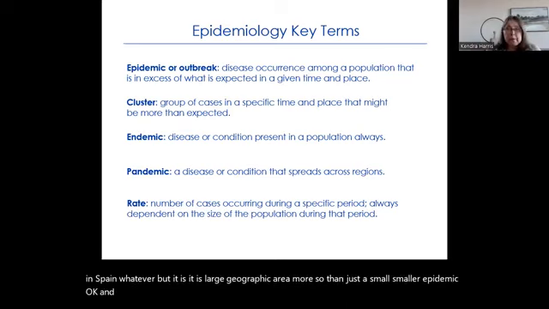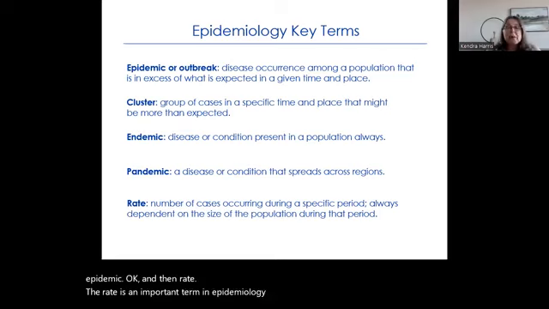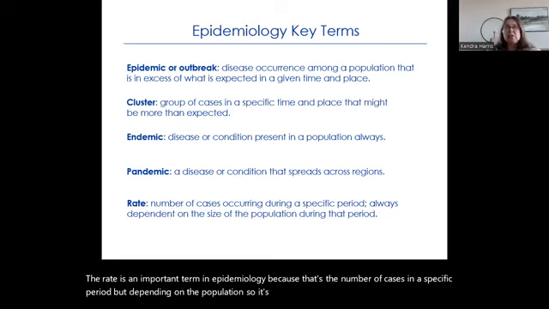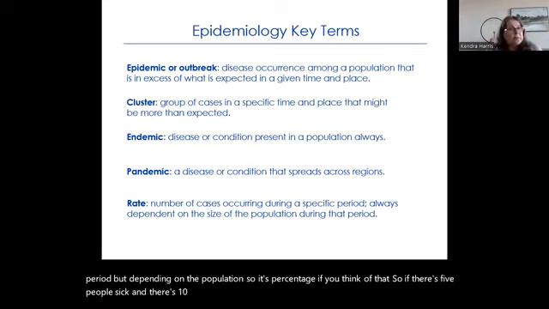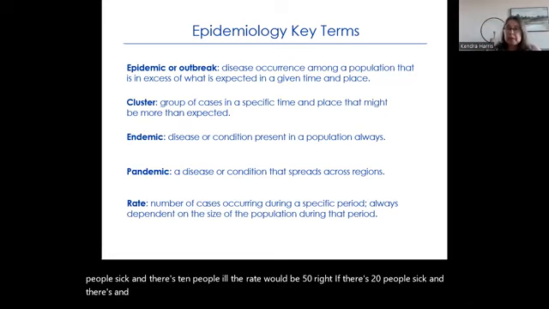Okay, and then rate. Rate is an important term in epidemiology because that's the number of cases in a specific period, but dependent on the population. So it's like percentage, if you think of that. If there's 5 people sick and there's 10 people in the group, the rate would be 50%, right? If there's 20 people sick and there's 100 people in your population, then that would be 20%. Okay, so I think that makes sense, I hope.